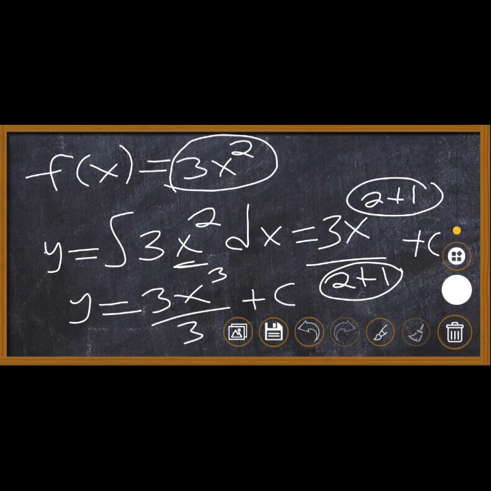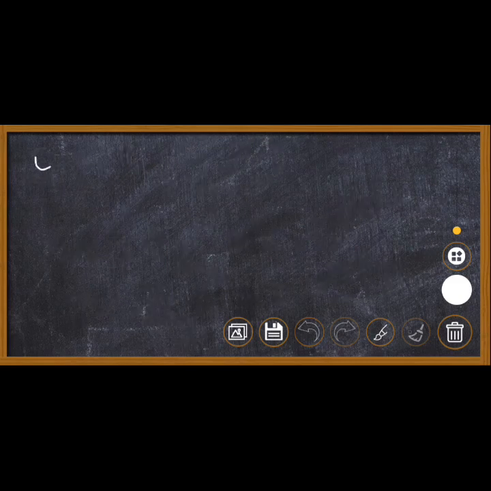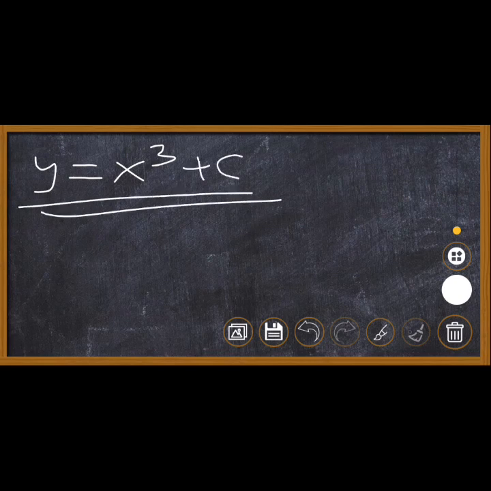Then plus the constant C. Now, as we can see here, these 3 and these 3 here, we can cancel them out. So we are going to remain with what? We are going to remain with y equals x to the power 3 plus the constant value C. That's how we find the integration equations.